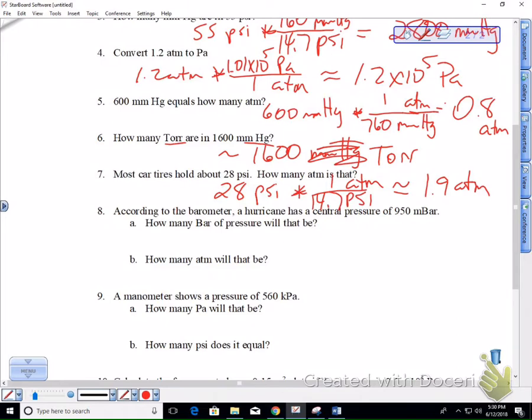Number 8, according to the barometer, a hurricane has a central pressure of 950 millibars. How many bars will that be? Well, we've already seen to just move the decimal. That would be 0.95 bars. How many atmospheres will that be? 0.95 bar. We'll put bar on bottom, atmosphere on top.